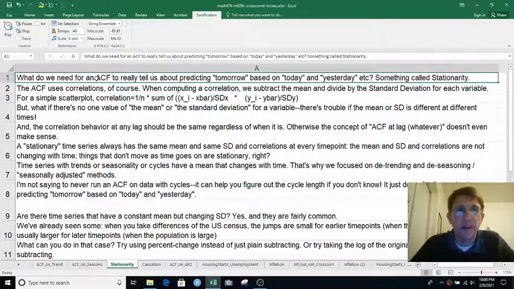So here we are on the stationarity tab. What do we need for an ACF to really tell us about predicting tomorrow based on today and yesterday, etc.? We need something called stationarity. The ACF uses correlations, it's in the name.